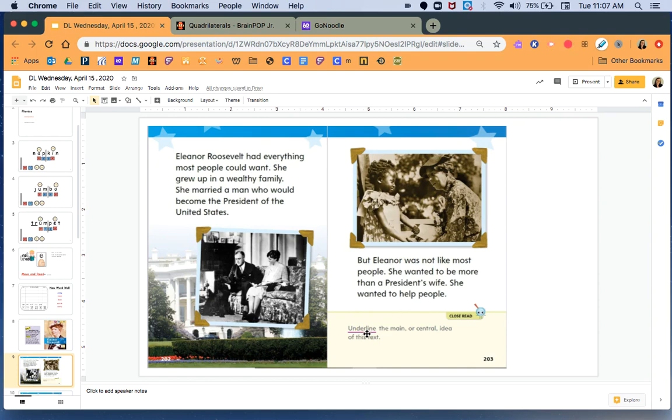So this says I want to underline the main or central idea of this text. So what is this text actually talking about? What did Eleanor want most? Well, it says she was wealthy, so that means she had a lot of money, and that doesn't seem what she wanted. And it said that she was married to a president. That didn't seem to be what she wanted. The main idea tells me that Eleanor wanted to help people. This is the main idea of the text. This is going to tell me what Eleanor Roosevelt did. So that's the main idea of my text.